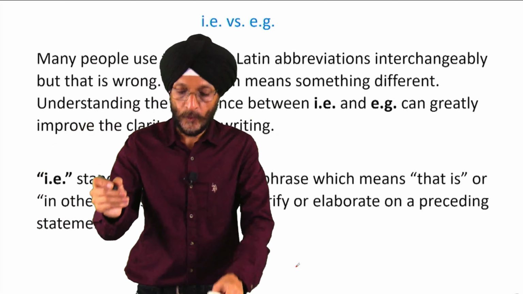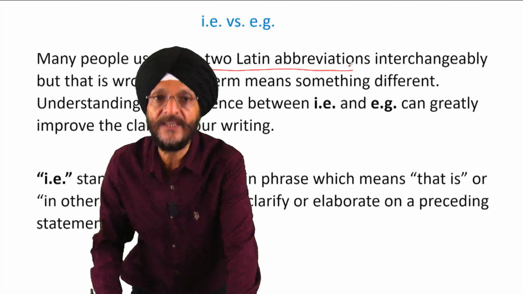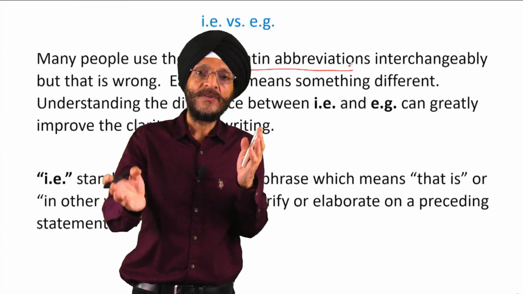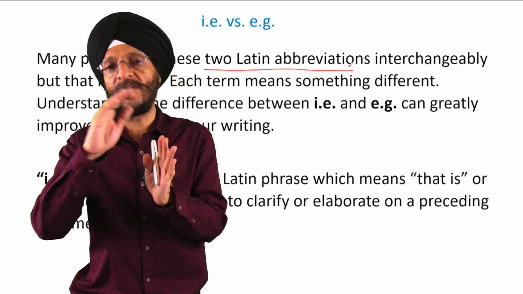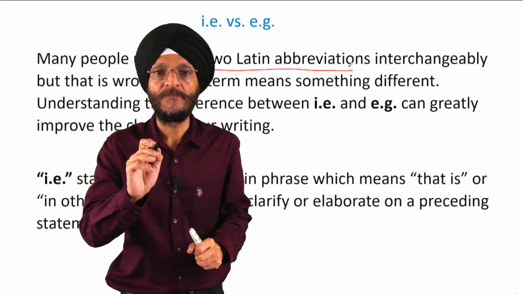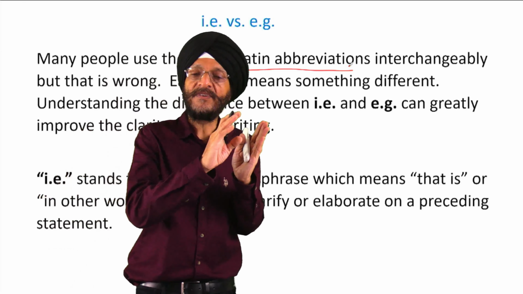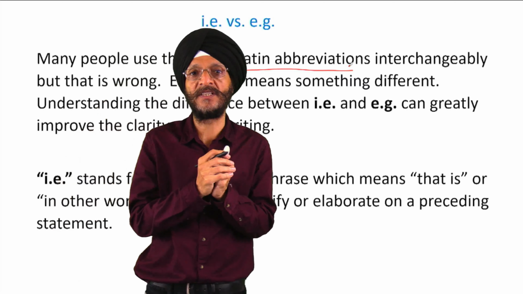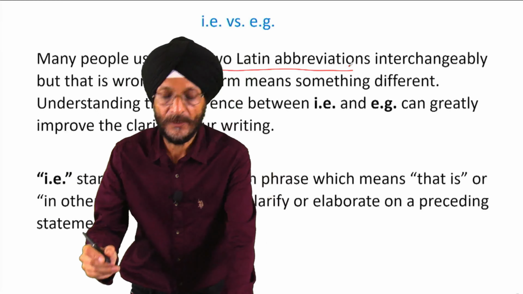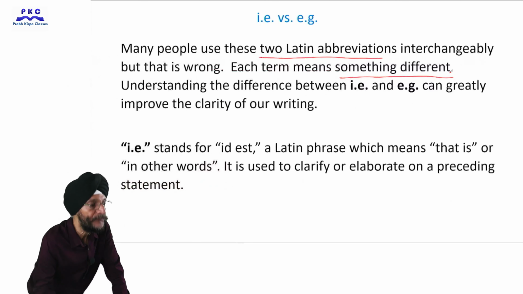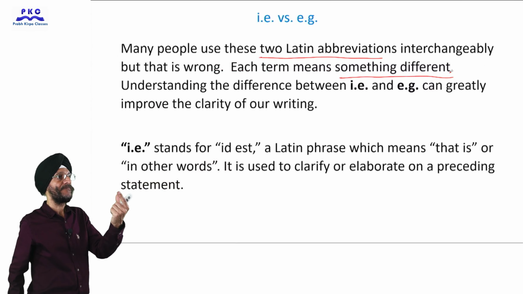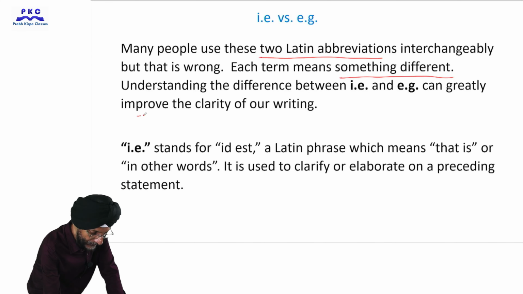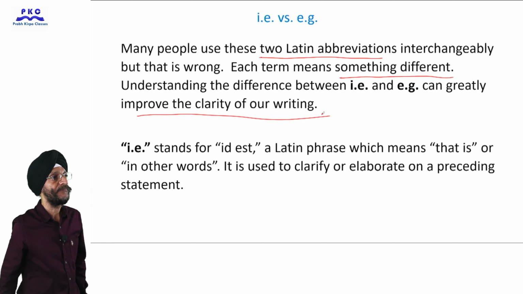So these are two Latin abbreviations. IE and EG are two Latin abbreviations, and sometimes we use one for the other, but that is wrong. Each one has its own role in the sentence. Each term has a different meaning. Understanding the difference between the two can greatly improve the clarity of our writing.